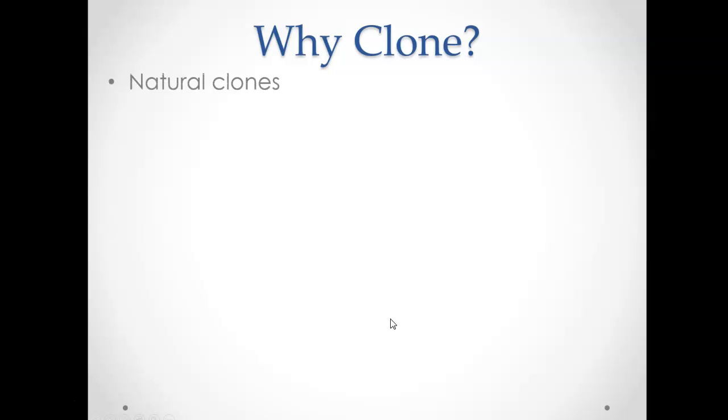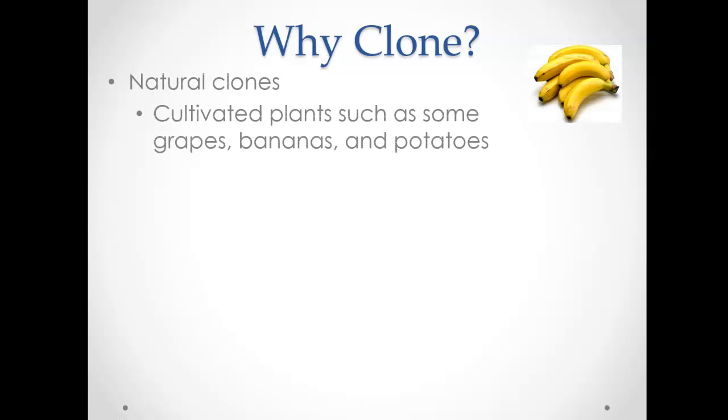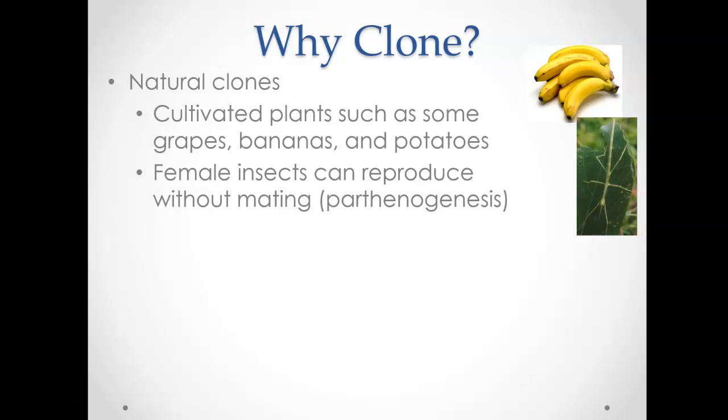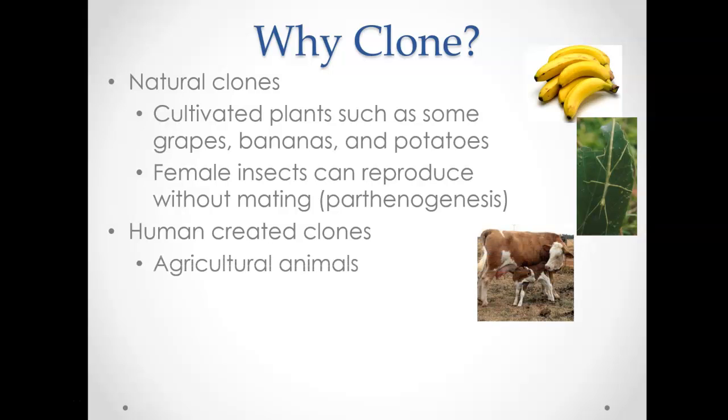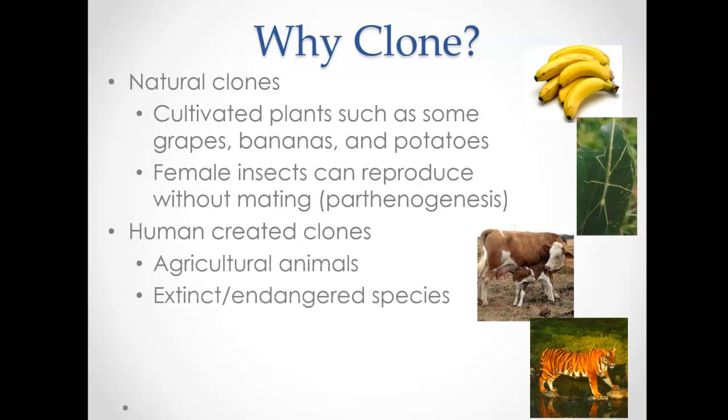So why would you do this? Well, as it turns out, in nature, we do this a lot. Plants in particular are really great at making copies of themselves. They do it all the time. A lot of our produce that we use are clones: grapes, bananas, potatoes, you name it. Female insects can sometimes do this too. If there aren't enough males around, they'll just make copies of themselves, basically. We call it parthenogenesis.